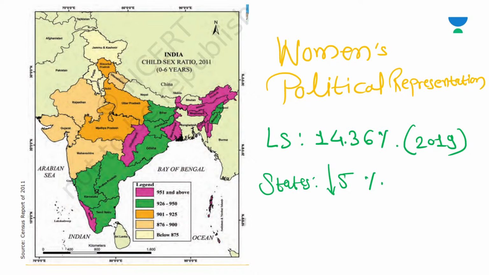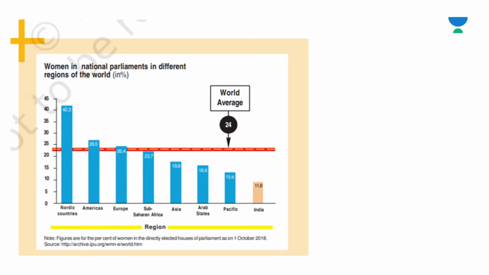In this respect, India is among the bottom group of nations in the world. India is behind the averages for several developing countries of Africa and Latin America. In the government, cabinets are largely all male, even when a woman becomes the chief minister or the prime minister.